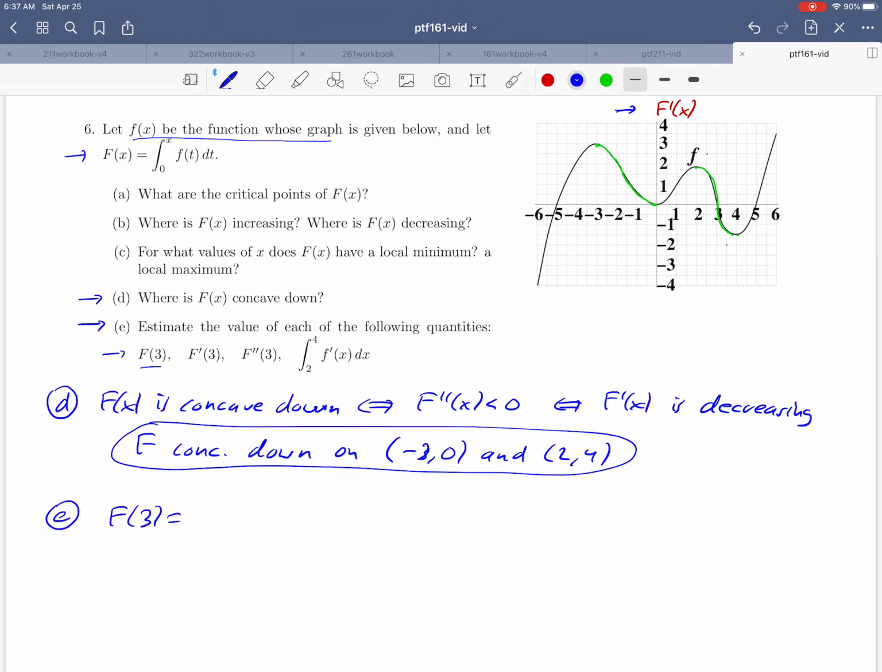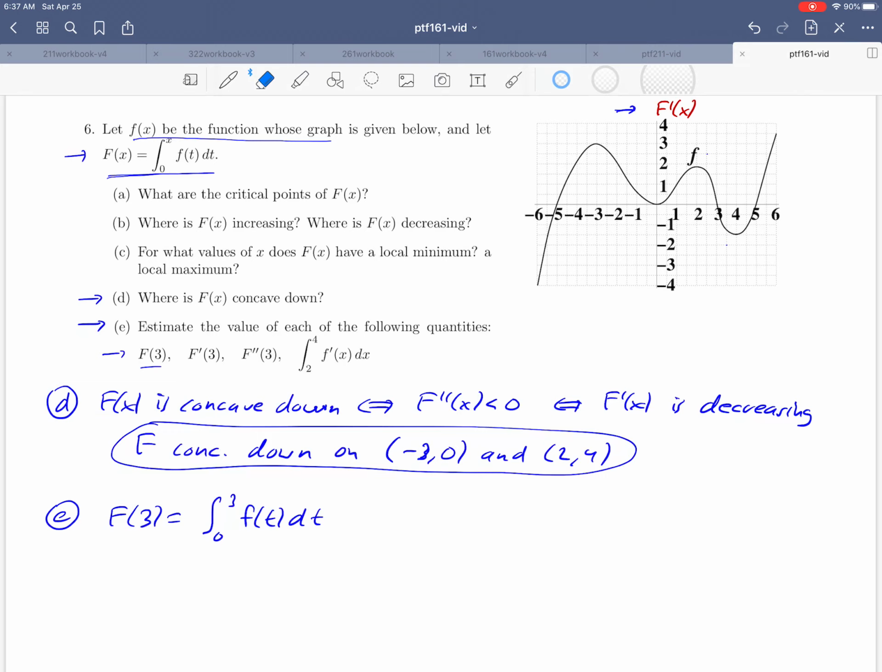How do we do that? Well, remember how capital F is defined. It was an integral. So to calculate capital F of 3, we need to substitute in 3 for our x and calculate the integral of little f of t from 0 to 3. How do you estimate an integral? Well, remember that integral is about area, and so we need to go up to our function and find a way to estimate the area under this curve between 0 and 3.